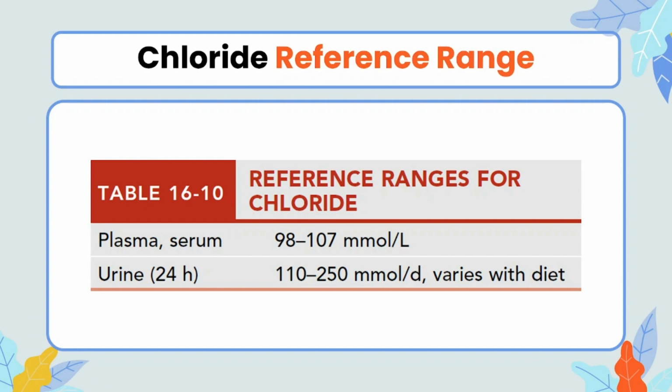So, this is the reference range for your chloride. Plasma or serum, the same, that is 98 to 107 millimoles per liter. For your 24-hour urine, that is 110 to 250 millimoles per day.